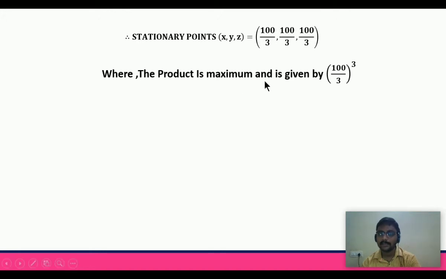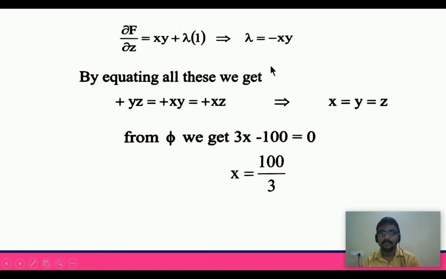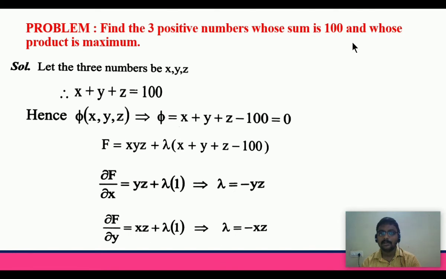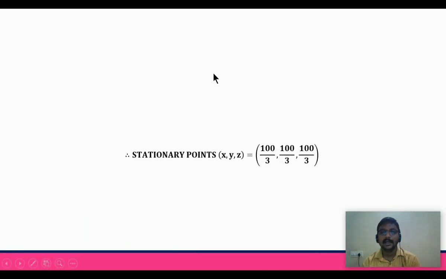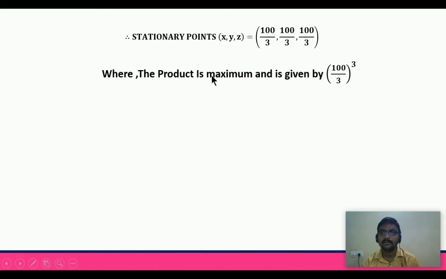Also the required maximum value is given by 100 by 3 into 100 by 3 into 100 by 3, which is 100 by 3 whole cube, and the sum is also 100 because 100 by 3 plus 100 by 3 plus 100 by 3 is 300 by 3, which is equal to 100. So the required three positive numbers whose sum is 100 and whose product is maximum is possible only if the three positive numbers are equal. The three positive numbers are 100 by 3, 100 by 3 and 100 by 3.